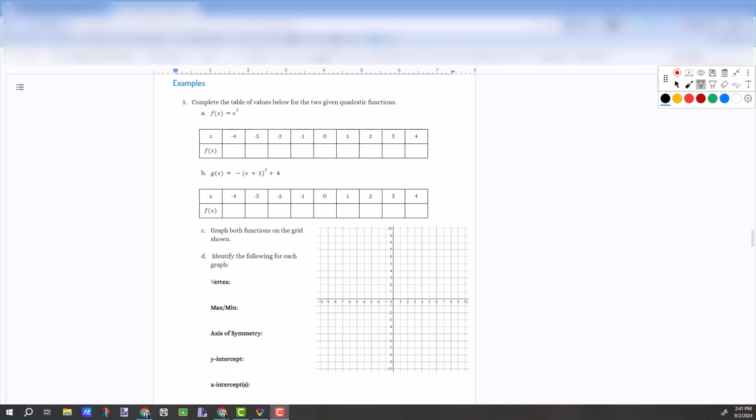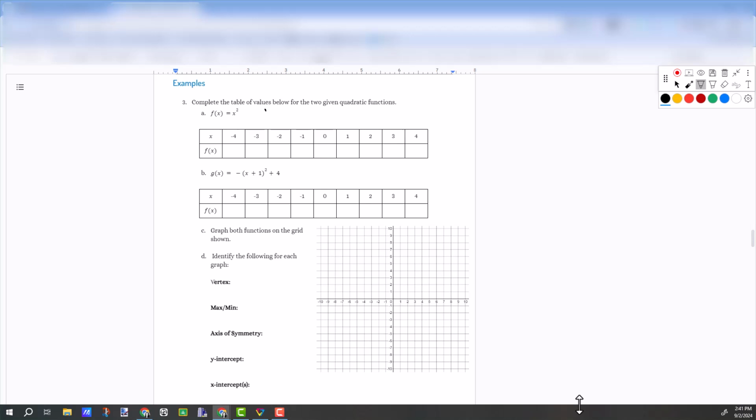So let's look at another example. In this one, it's asking us to complete the table of values below for the two given quadratic functions. And this is an important step in creating graphs, is creating this table of values. We often like to pick a variety of x values and put them into the function to determine the output or y values. Well, the first one is when x equals -4.